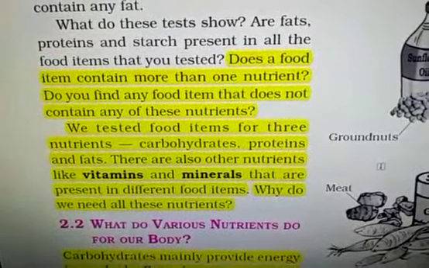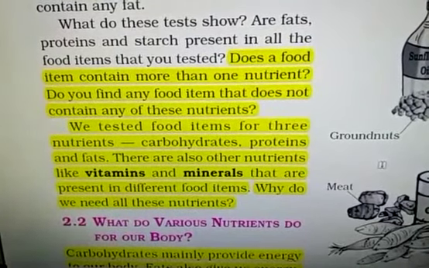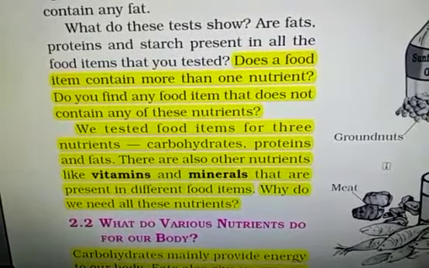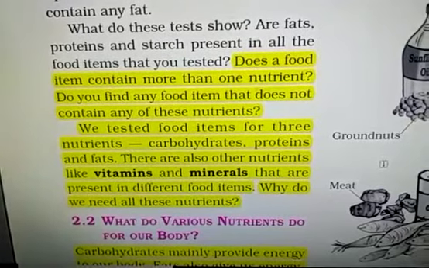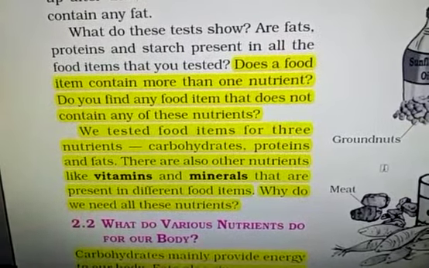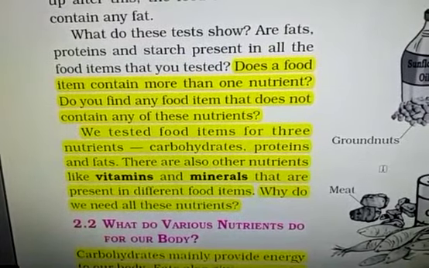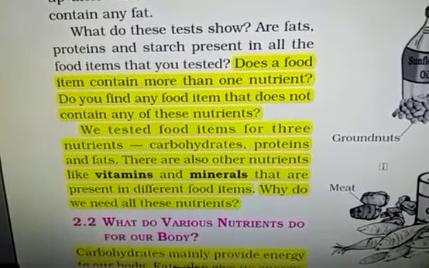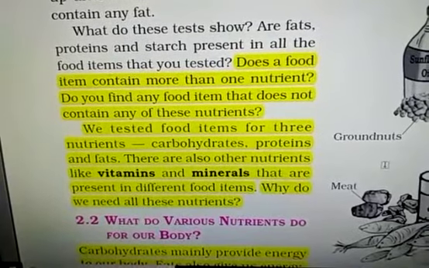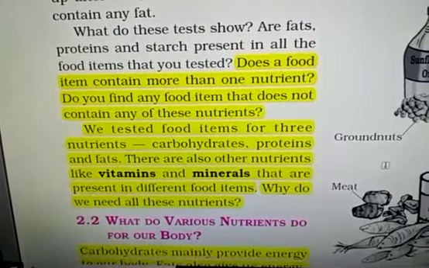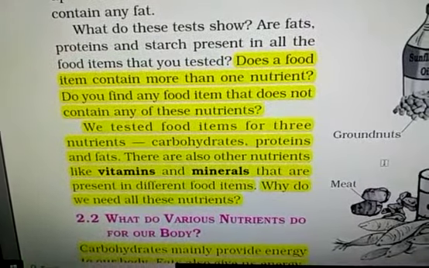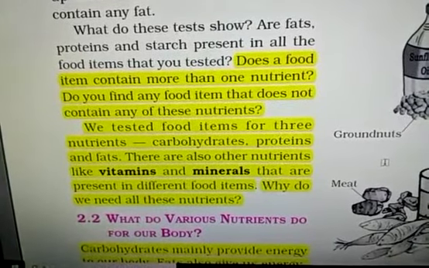Answer some questions. Does a food item contain more than one nutrient? Yes, milk has more than one nutrient. That's why milk is also known as a complete food. And you know very well, in childhood, very small kids are fed only milk, so they depend on the milk. So milk is a complete diet for a person, because milk has all types of nutrients in it.